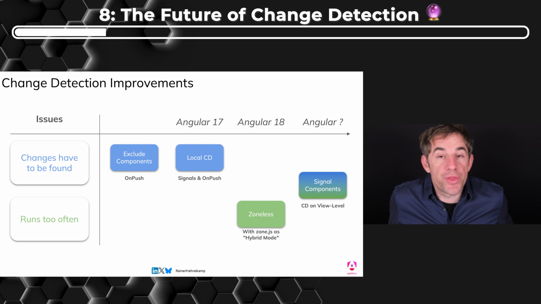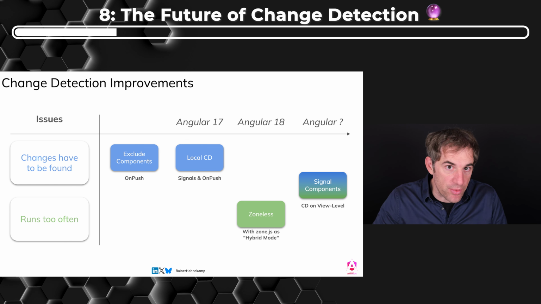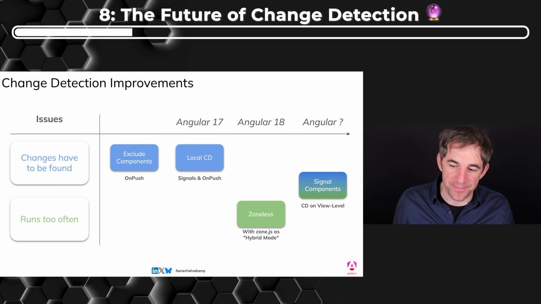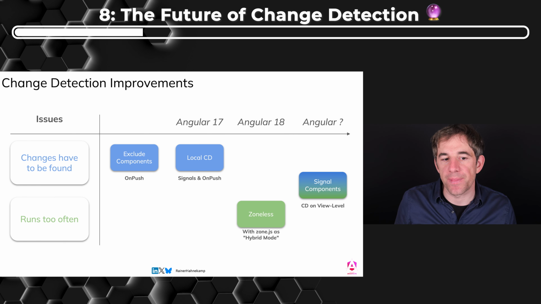Then you can also go with zoneless. That's also a possibility. So signals, zoneless does not really require signals. And then signals components got a little bit delayed. But what can we expect? It says here change detection on a view level.